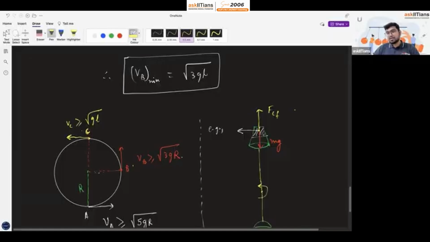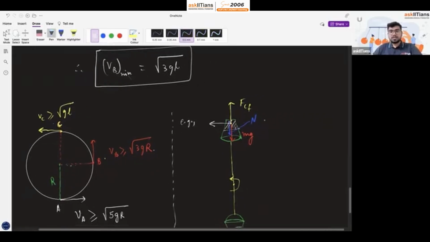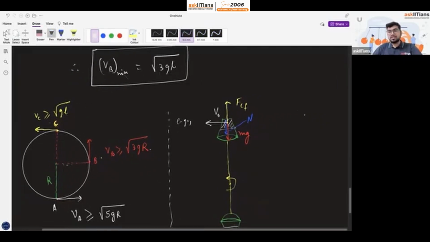If it is equal, then there won't be any normal reaction needed to balance it. But if it is greater, then a normal reaction would come from the surface of the bucket in order to balance that water. So basically, if this point has a velocity, let's say v naught.